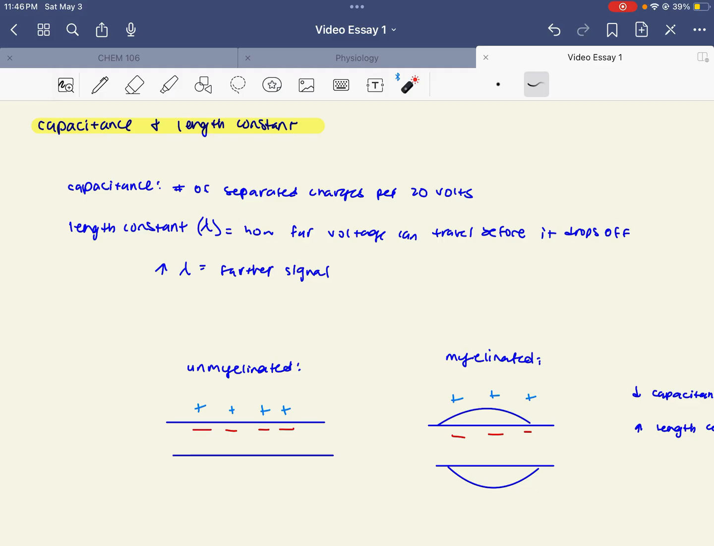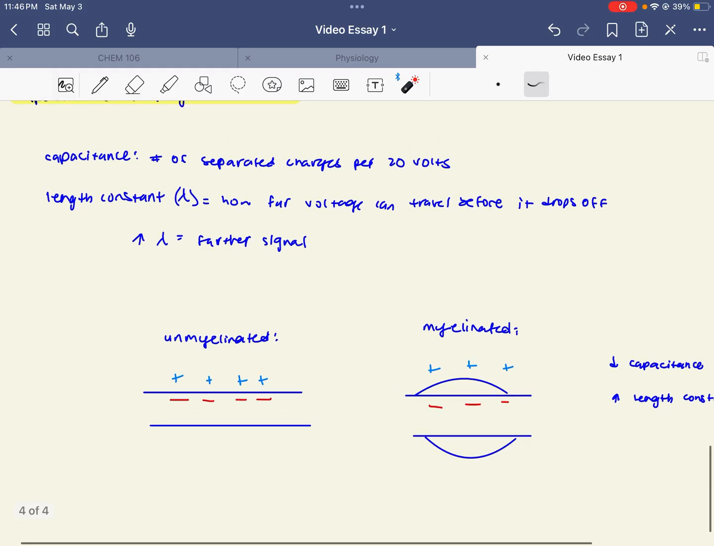And this is affected by myelin. Here we have a myelinated cell versus here we have an unmyelinated one. As you can see, with myelin, capacitance goes down. So you have less charge stored and faster signaling. Also, the length constant goes up, so signals go farther.